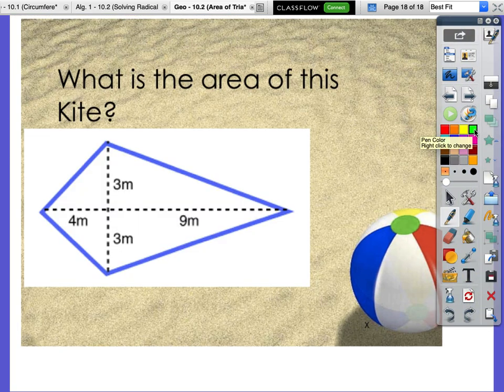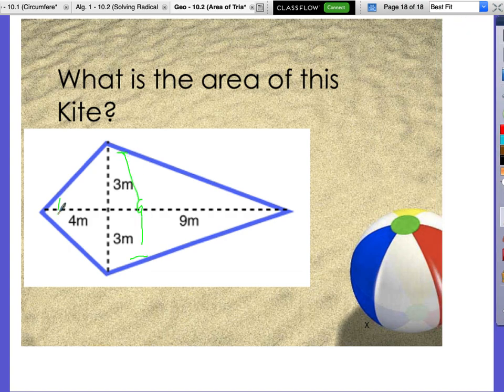Go next slide. Okay. Area of this kite. What's this whole diagonal? Six. 13. So you have, yep, area is one half of 13 times 6. So area is one half of 78. 39. So area ends up being 39 square meters.